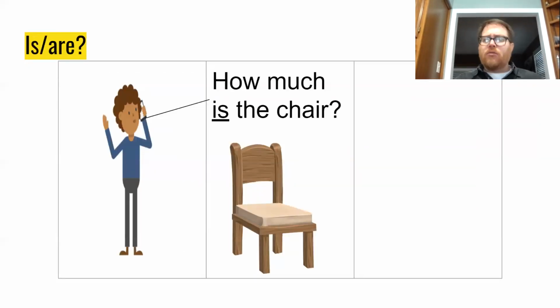All right, let's do a little grammar practice. So he's asking how much is the chair? So you want to pay attention to is. Is for one. Notice there is no S at the end of chair. It's only one. How much is the chair?